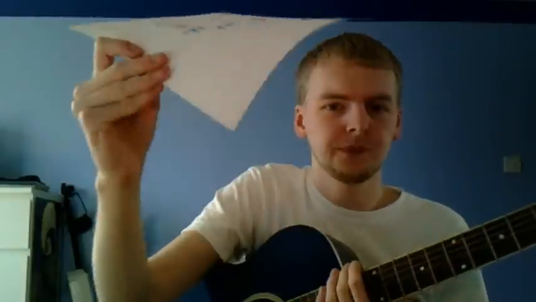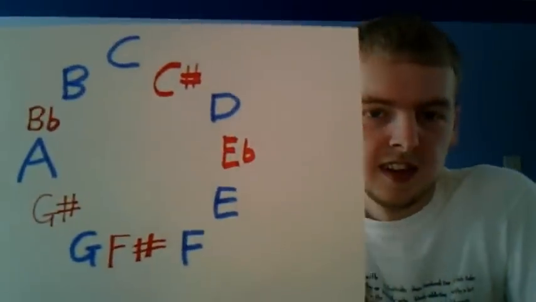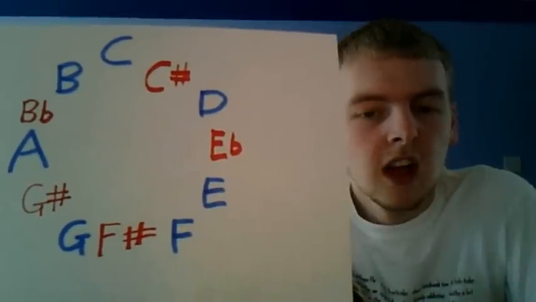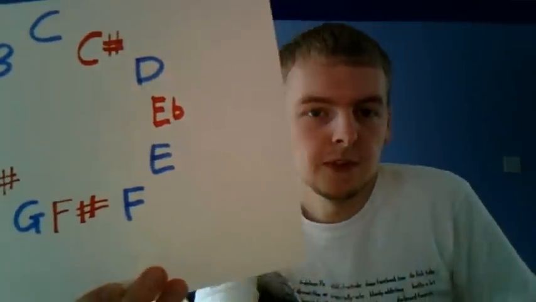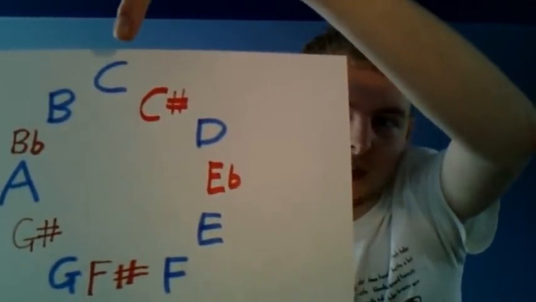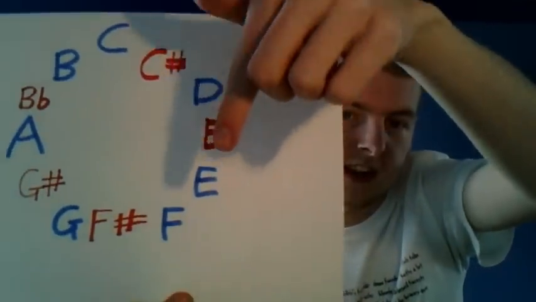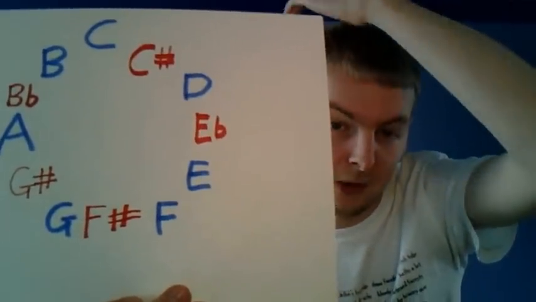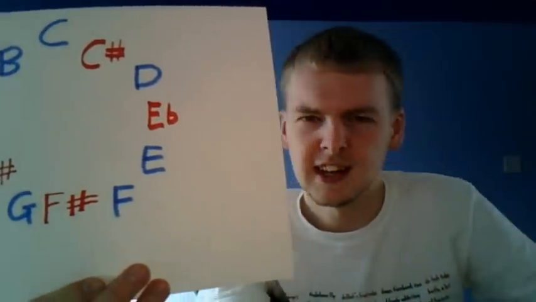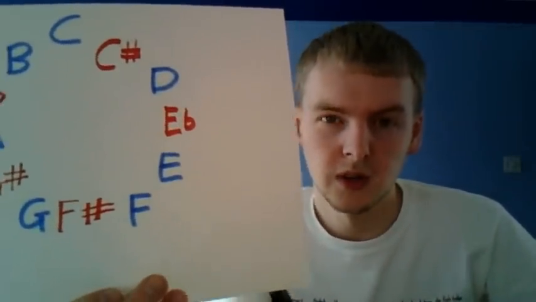And this is where my handy diagram comes in. This here is all the notes ever. So you start from the C, ding, C, you go around C sharp, D, E flat, E, F, F sharp, G, G sharp, A, B flat, B, and back to C, and it keeps on going for eternity, getting higher and higher and higher, or lower and lower and lower.